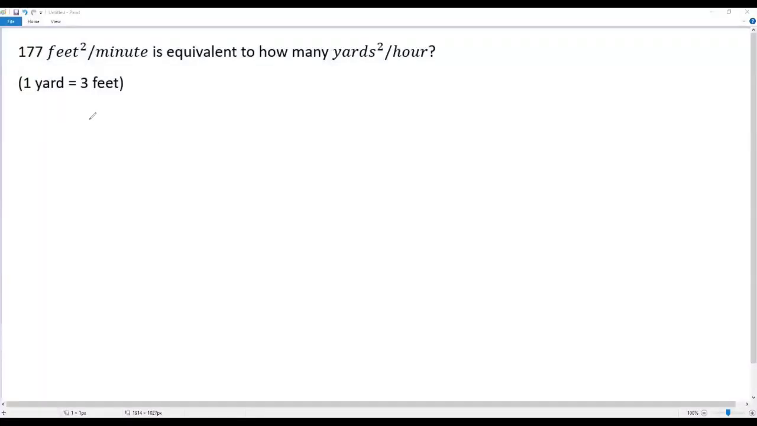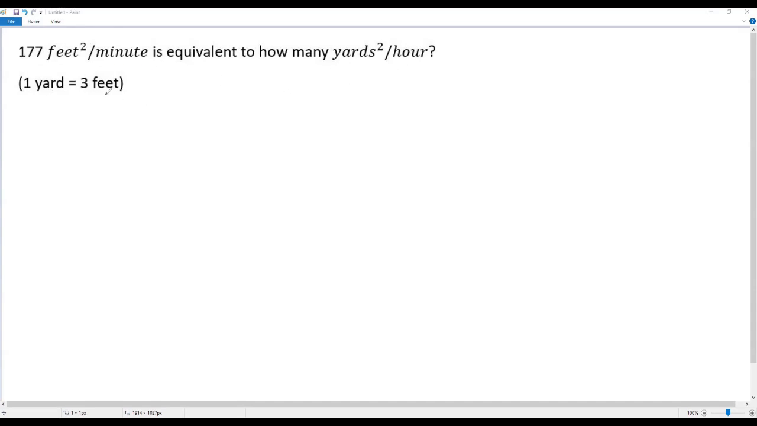Here we have a math question: 177 feet square per minute is equivalent to how many yards square per hour? There is also the information that 1 yard equals 3 feet. For the given measure 177, the unit is feet square per minute, but we have to convert this unit of feet square per minute to yard square per hour.